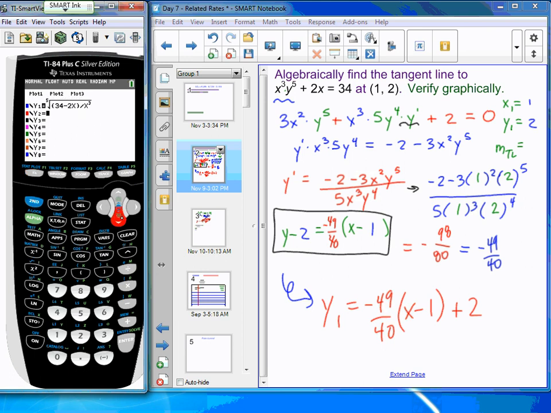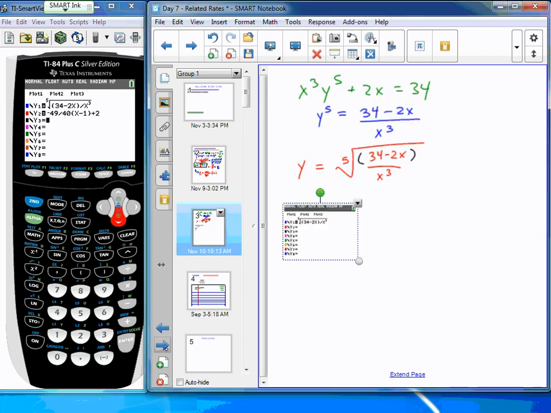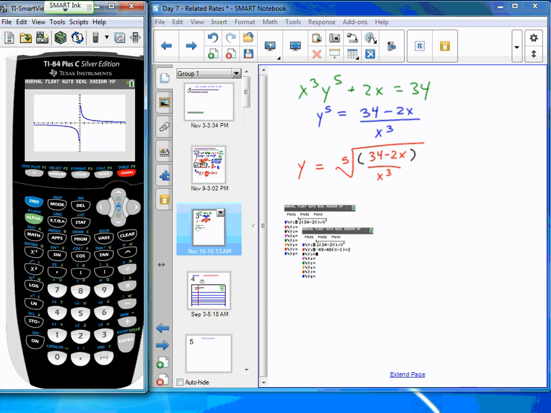So in my y sub 2, let's go ahead and add that now. Negative 49/40ths times quantity x minus 1, close quantity, plus 2. Did I have any lag? Double taps, everything good? Awesome. So I'm going to graph that. And now I'm ready to see how we did. Going for 1, 2, going for 1, 2.